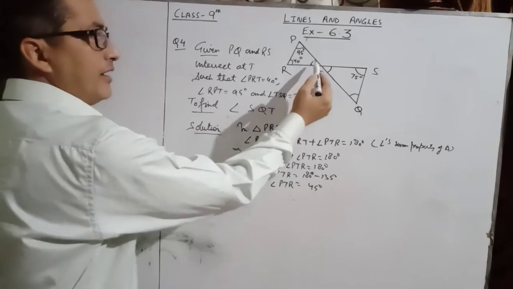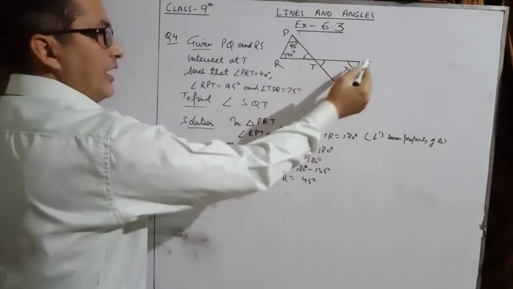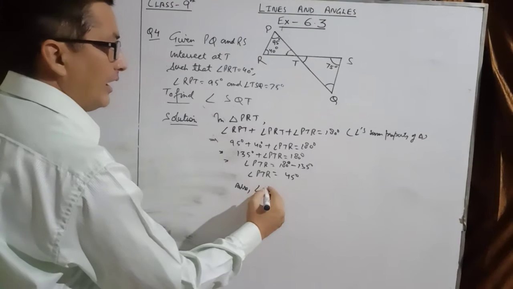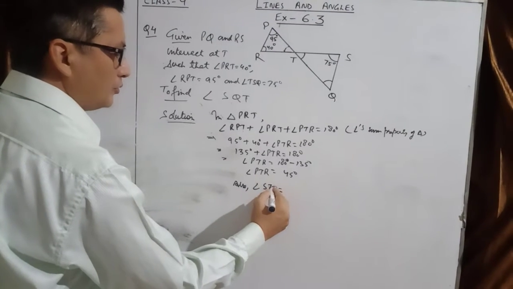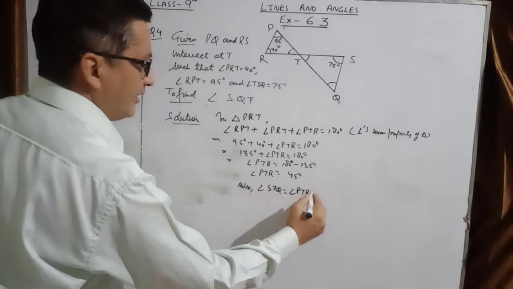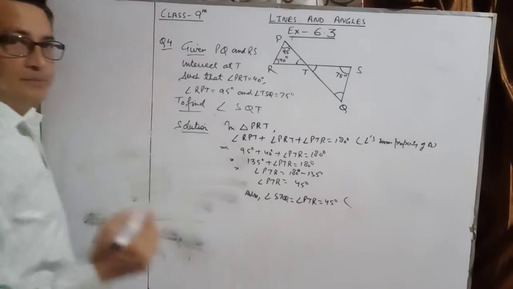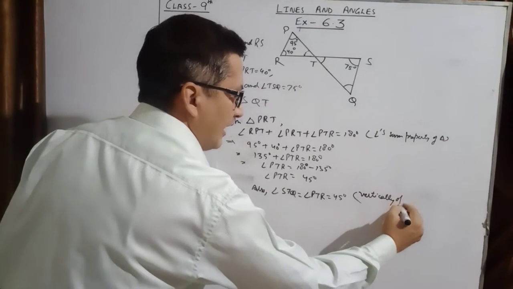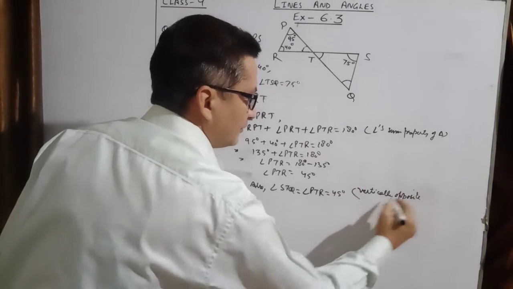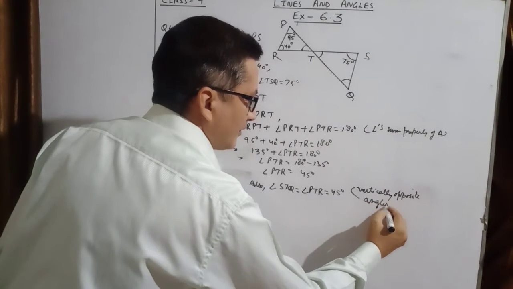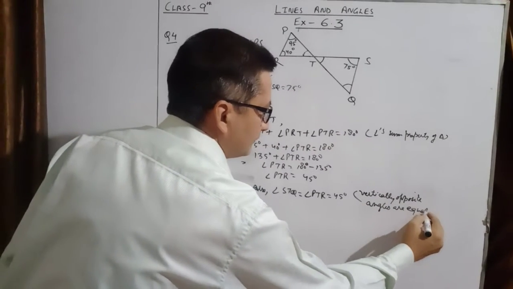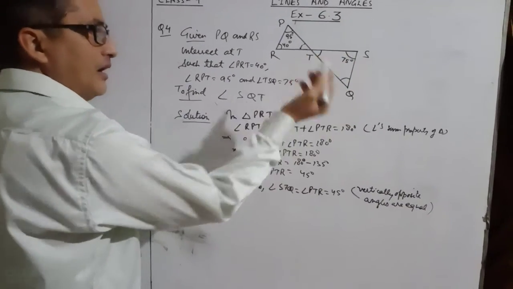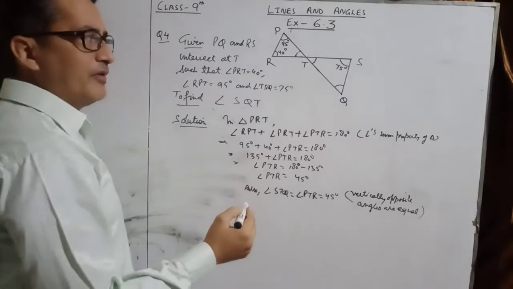Now, if angle PTR is 45, angle STQ is also 45. Also, angle STQ is equal to angle PTR is equal to 45, because we know that vertically opposite angles are equal. Now this angle is left for us. Now in this triangle, again apply the angle sum property of triangle.